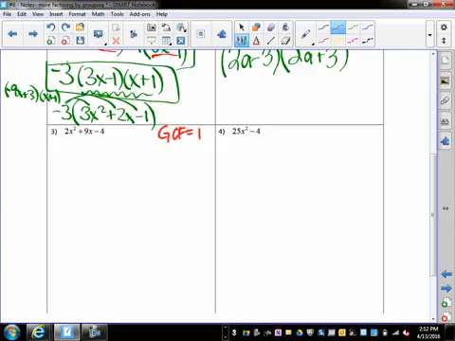Okay. So we have to do our ac method. 2 times -4 is -8. My middle term is 9. What multiplies to -8 and adds to 9? -2 and 4. So let's try -2 and 4.